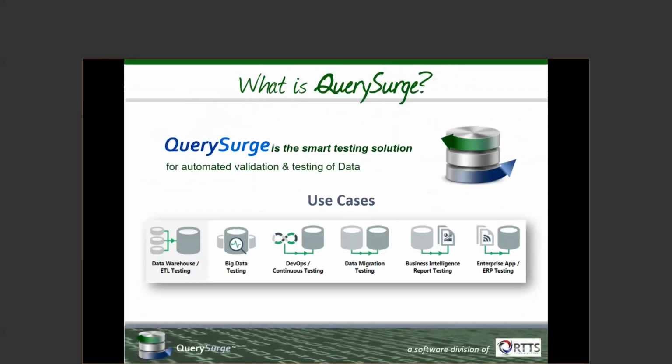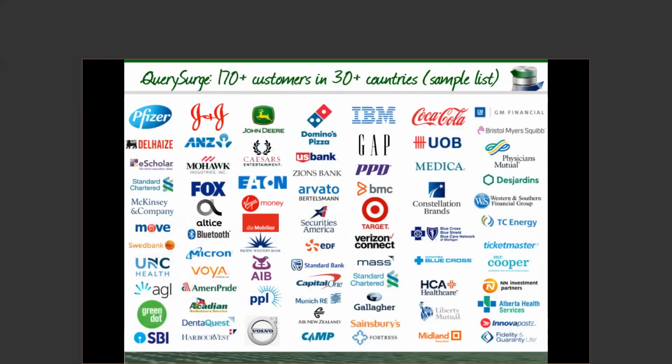QuerySurge is the smart testing solution for automated validation and testing of data. Our use cases are listed here: data warehouse ETL testing, big data testing, DevOps and continuous testing, data migration testing, BI report testing, as well as enterprise app ERP testing. Today, we're going to be focusing on data warehouse ETL testing for a Snowflake Data Lake. We have over 170 customers in 30 different countries. This is a sample list. We have a more extensive list on our website.